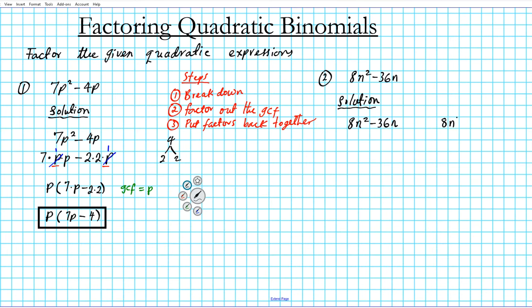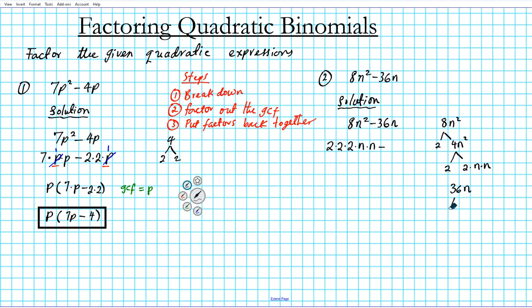So 8n squared. 8 is even. So 2 goes into it. 2 goes into 8 4n times. 4n squared. And then 2 goes into 4 twice. And then 2n. And then we can break down n squared into n times n. Alright, so 8n squared is 2 times 2 times 2 times n times n. Okay, so let's go to 36n.